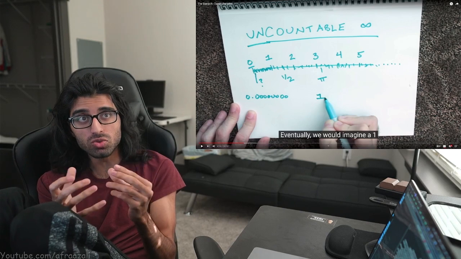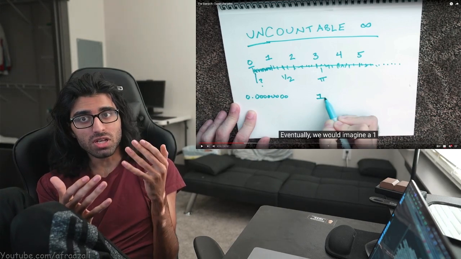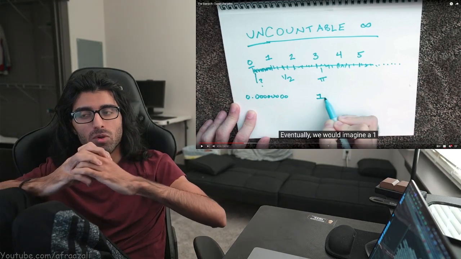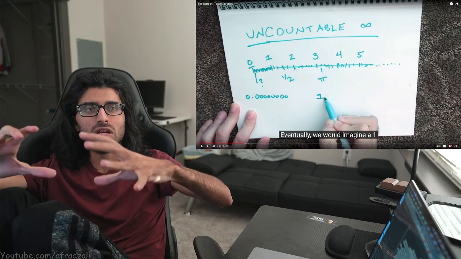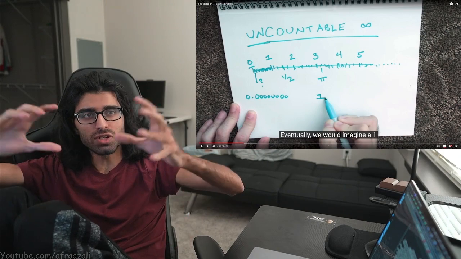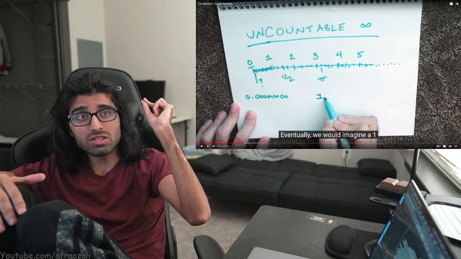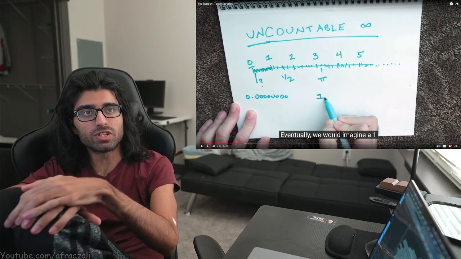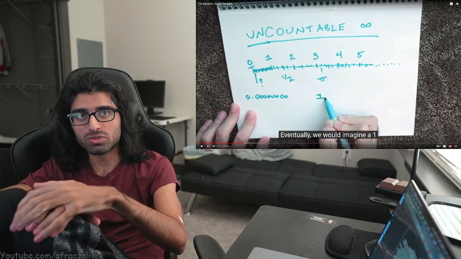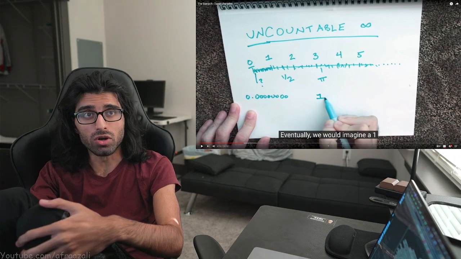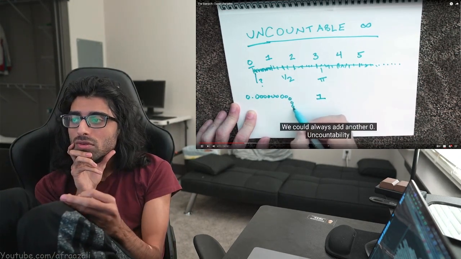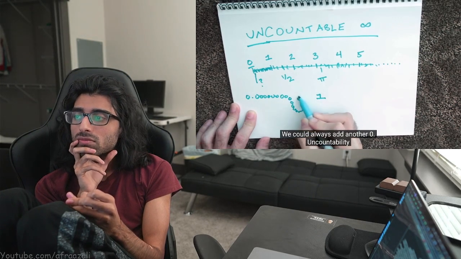You cannot do that. It doesn't work, because then you're rejecting the idea that you are truly zooming all the way out into infinity and creating an infinitely large sphere. The moment you decide to place even a single square, you've admitted it cannot be a perfect sphere. It will have the bumps. And so there's no way to start. Going somewhere at the end, but there is no end. We could always add another zero.